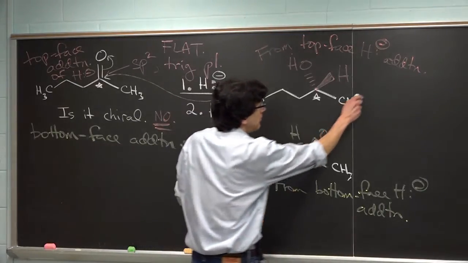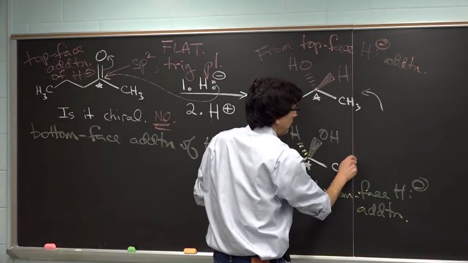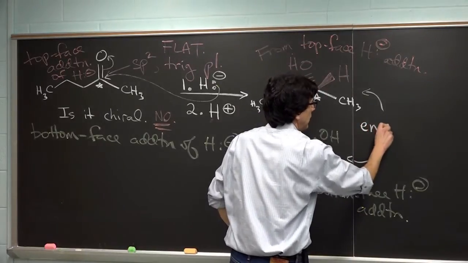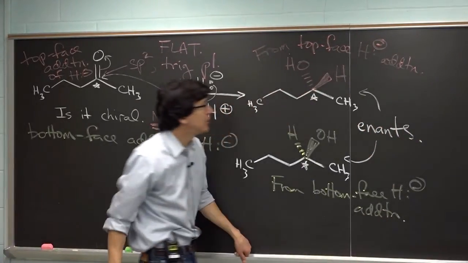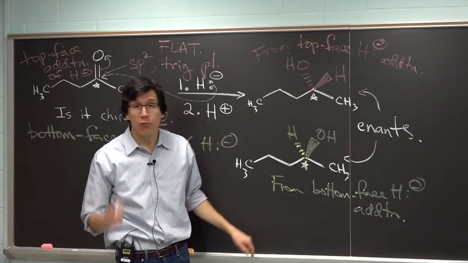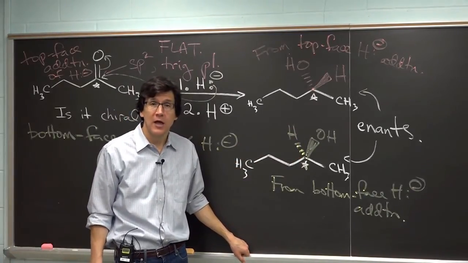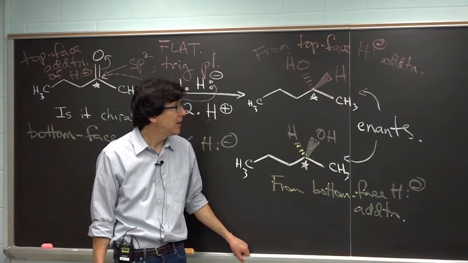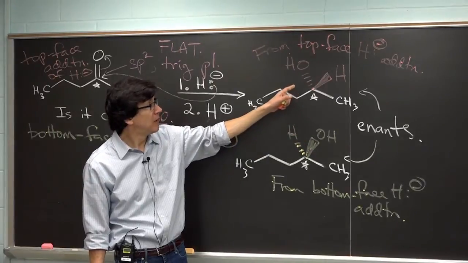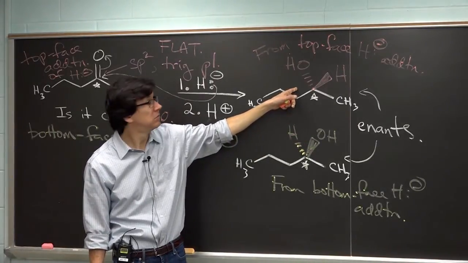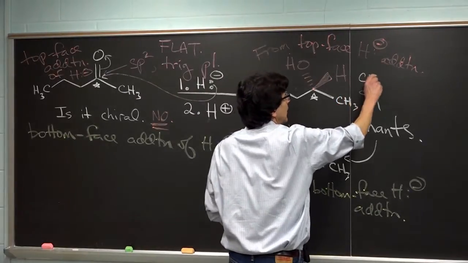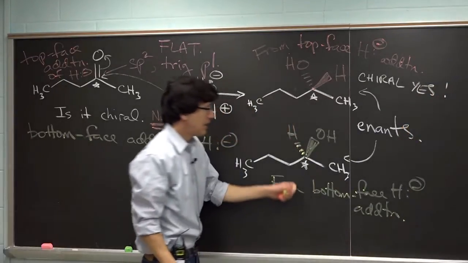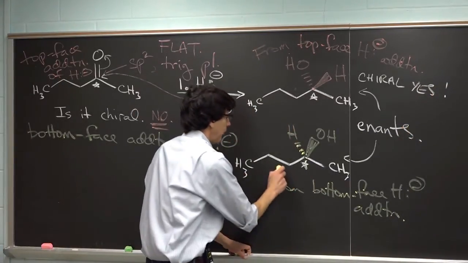What is the relationship between these two structures? These are enantiomers of each other. I knew that because these structures have one and only one chiral center, and the configuration at each of those chiral centers is opposite. So these two are enantiomers. Is this molecule chiral? Sure it is. It has to be chiral if it has an enantiomer. So chiral, yes. And how about this one? It's also chiral.